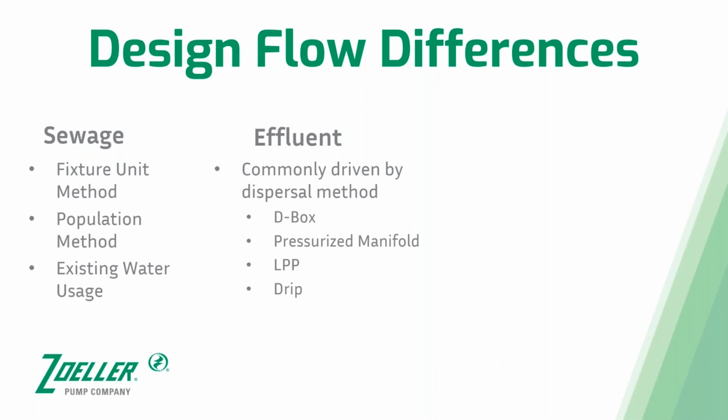Pressurized manifolds, low pressure pipe, and drip systems, you typically need some sort of minimum flow in order to distribute that water correctly through that system. And typically the manufacturer of these systems can tell you what exactly you need to meet for proper distribution and use of these dispersal methods.